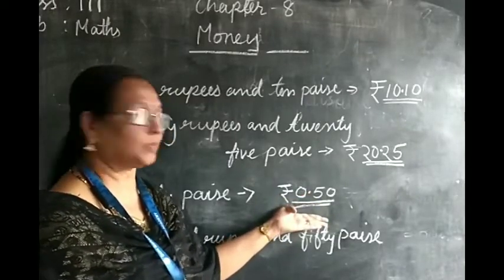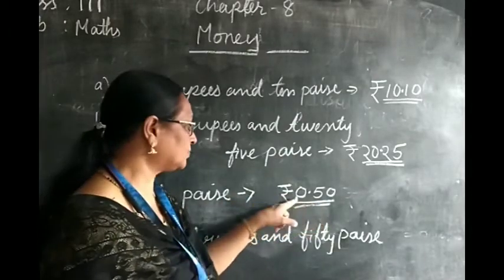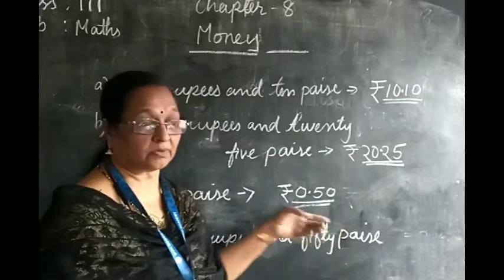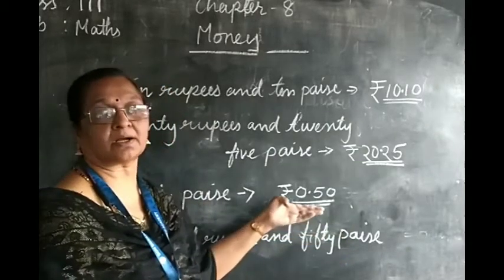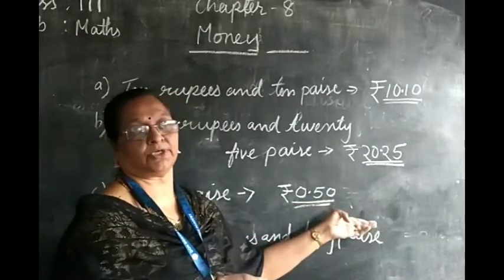Okay, you have to remember, if there is no paise given, instead of paise, you have to put 0 and write the rupee. If there is no rupees given, then write 0 there and continue with the bindu and then the paise.